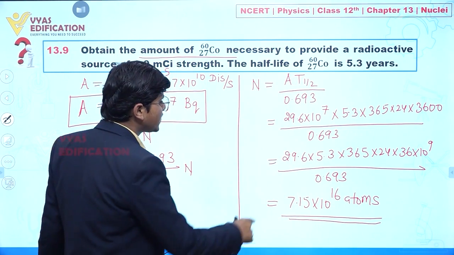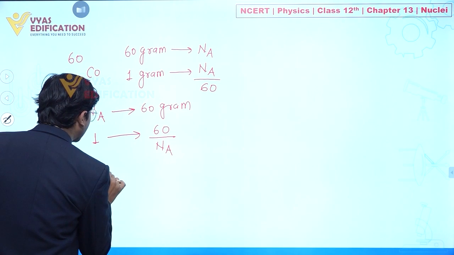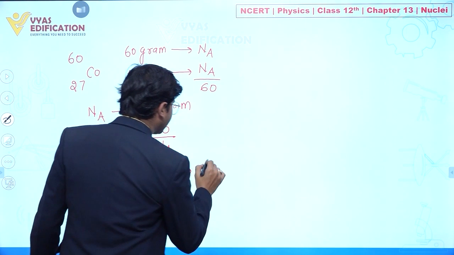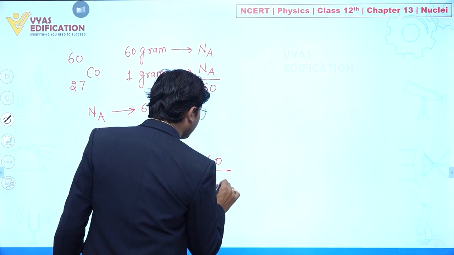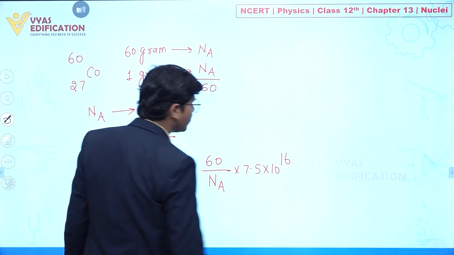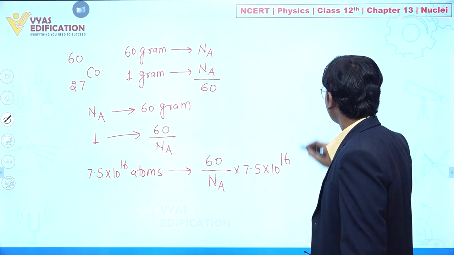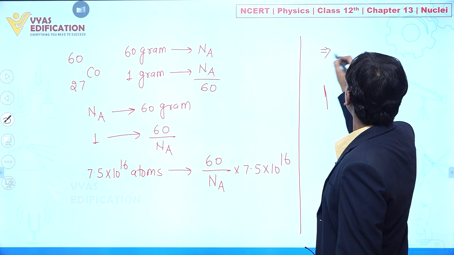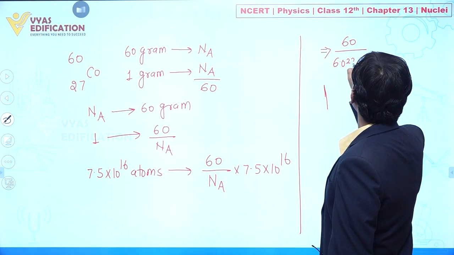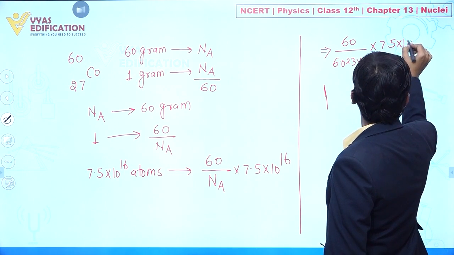is equal to 7.5 into 10 to the power 16. So when we have 7.5 into 10 to the power 16 atoms, I can write this as 60 divided by Na multiplied by 7.5 into 10 to the power 16 atoms. So what is this value? This is equal to 60 divided by, now what is the value of Avogadro number? 6.023 into 10 to the power 23 multiplied by 7.5 into 10 to the power 16.